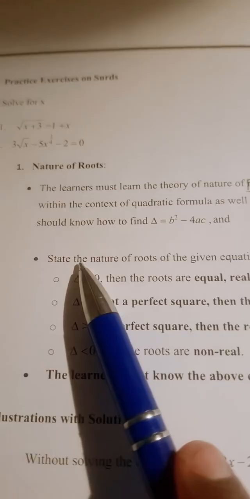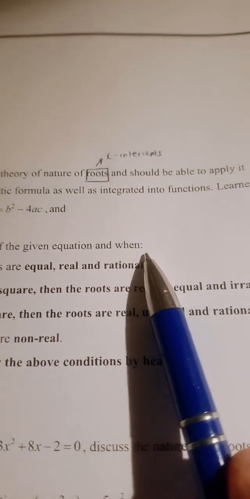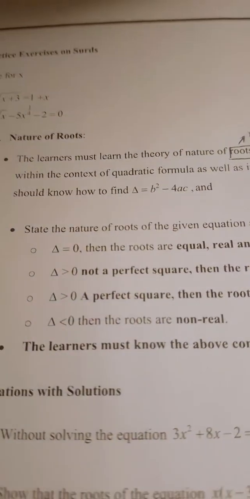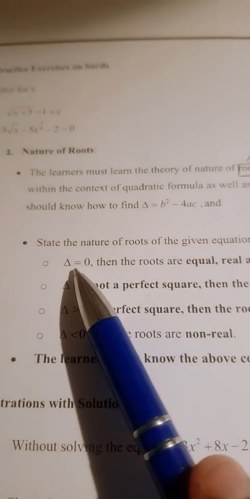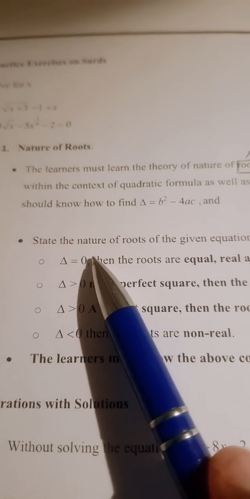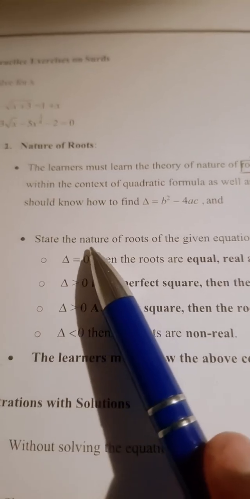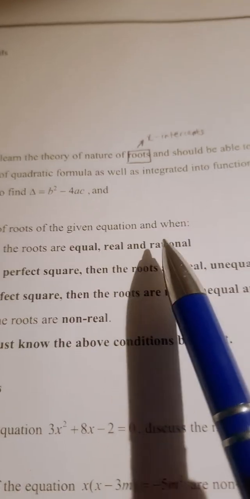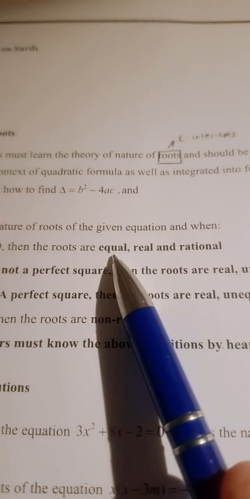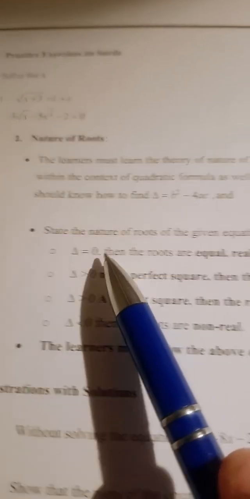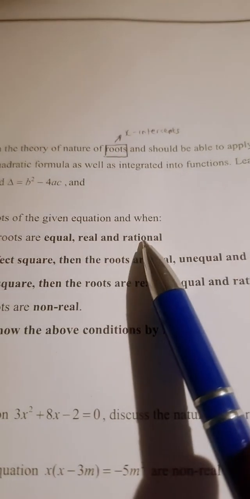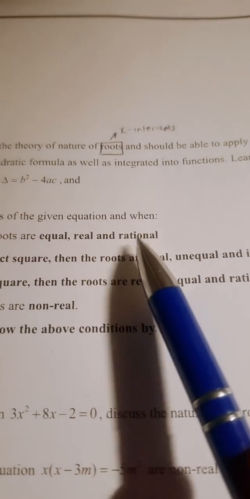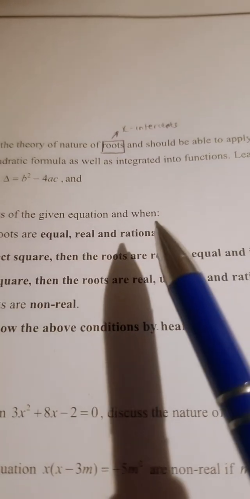Now, we need to be able to state the nature of roots of the given equation when delta is equal to 0. What do we know when delta is equal to 0? The minute we find out that delta is equal to 0, or the discriminant gives us a 0 value, then we conclude the following: that the roots are equal, the roots are real, and the roots are rational. Why are they equal? Because delta is equal to 0. Why are they real? Because 0 is a real number. Why are they rational? Because 0 is a perfect square number.